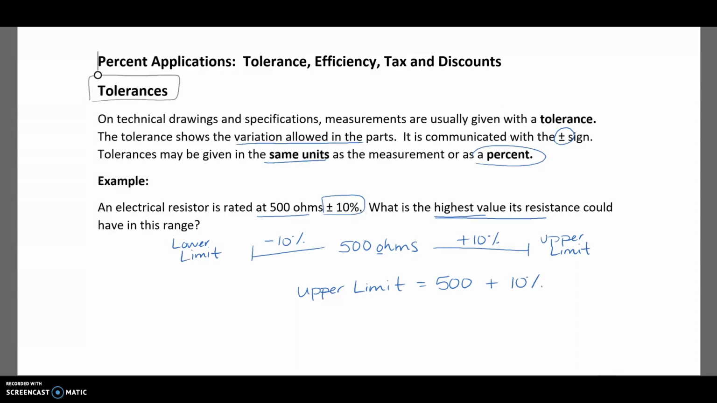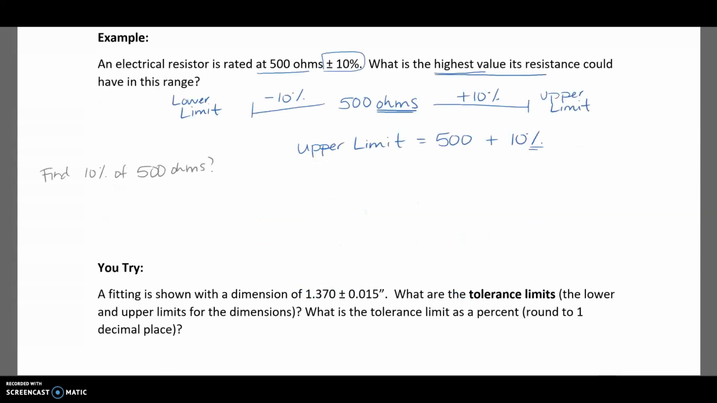We can't do this addition right away because the units are different. Here we have ohms, and we're trying to add a percent. So our first step is actually to figure out what is 10% of 500 ohms. To do this calculation, we know we need to use our percent as a decimal, so 0.1, and 500 ohms is our base. We're trying to find the part that would be 10%. From the previous videos, we know that to find the part, it's the percent as a decimal times the base. So 0.1 times 500, the part or the increase that we'll add is 50 ohms.